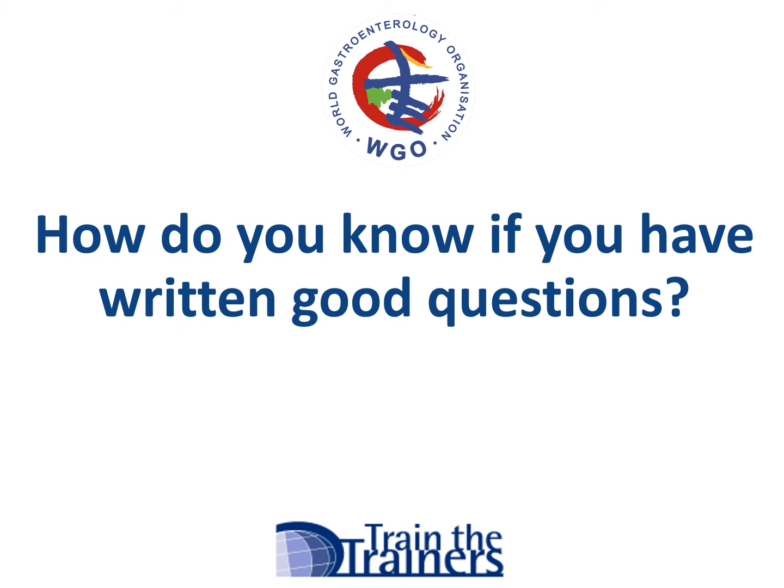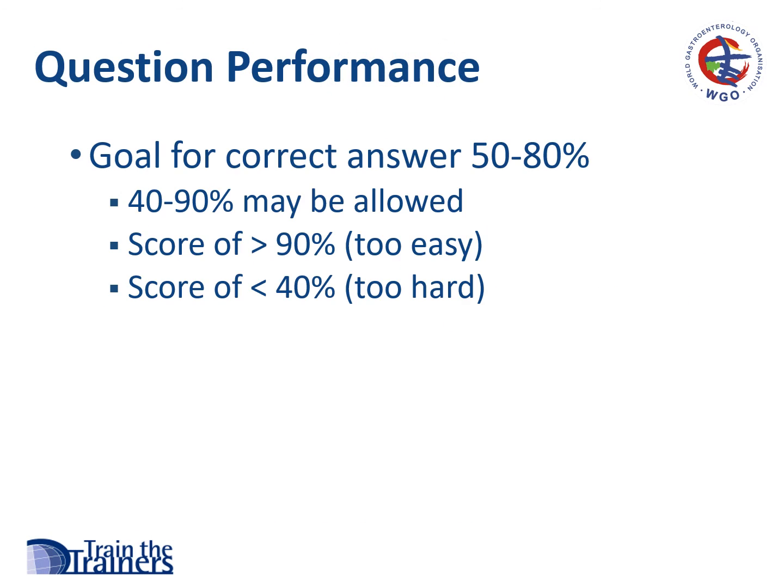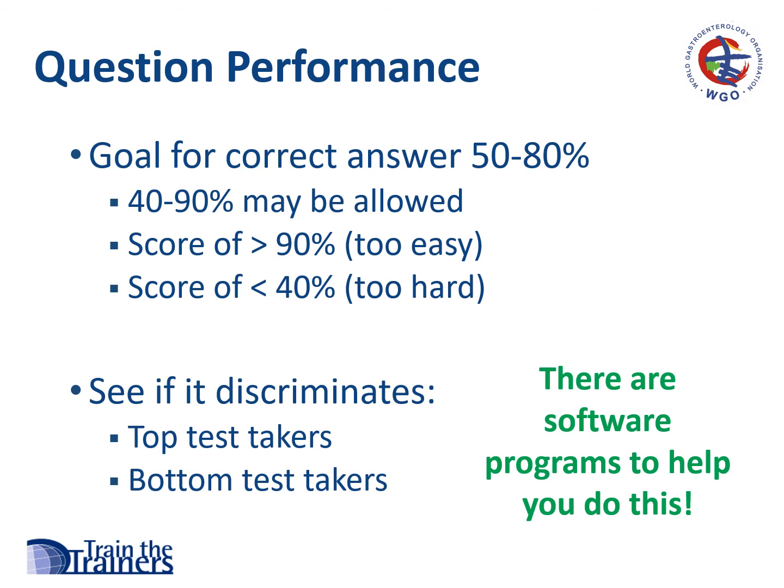Finally, how do you know if you have written a good multiple choice question? You should aim for 50 to 80% of the exam takers to get the answer correct. A range of 40 to 90 can be allowed, but if less than 40% get it right, the question is too hard. And if more than 90% get it right, the question is too easy. There are programs that report how the top exam performers compare to the bottom exam performers on individual questions, answering how well does the question discriminate. This will be demonstrated further in the workshop.